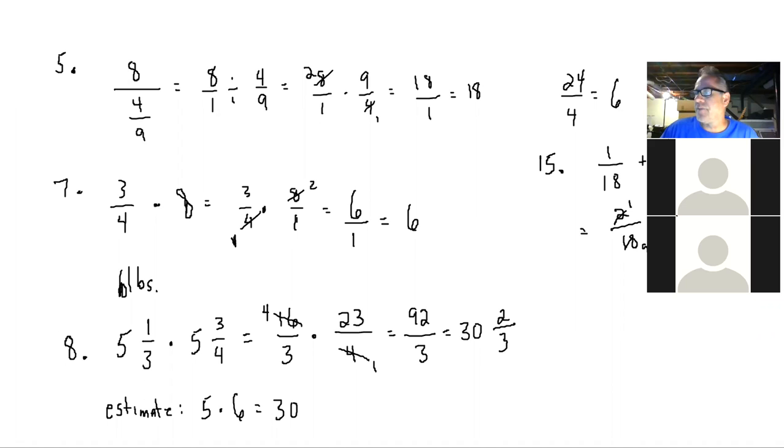16 has you adding up a couple of fractions that are like. 17 does the same thing. 18 has you subtracting like fractions. 19. Okay, so you get to number 20.